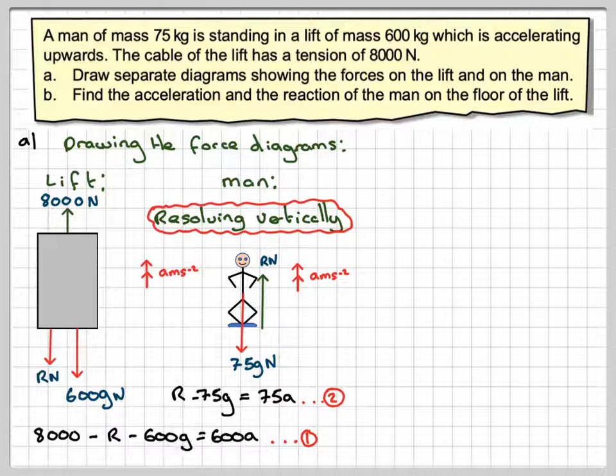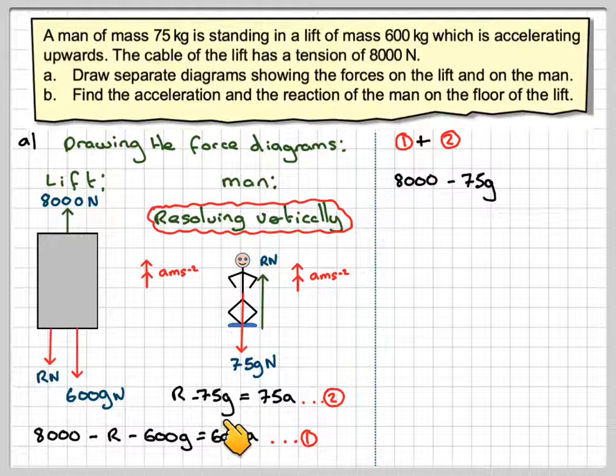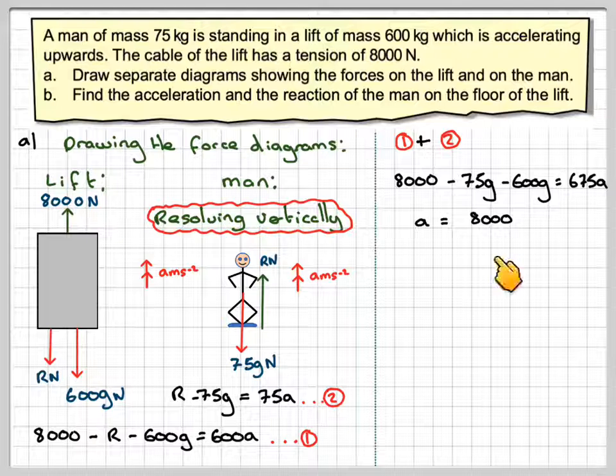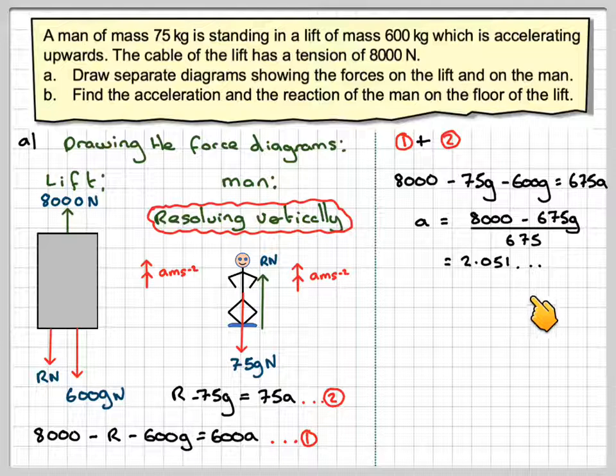We've got two unknowns in each one, therefore we should be able to solve them simultaneously. If we just do 1 plus 2, that's going to give 8,000 minus 75G minus 600G is equal to, adding these together, 675A. So A will be equal to 8,000 minus 675G, divided by 675. If we work that out on our calculator, we get 2.051, and to three significant figures, that will be 2.05 meters per second squared.